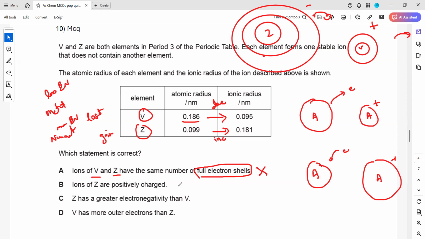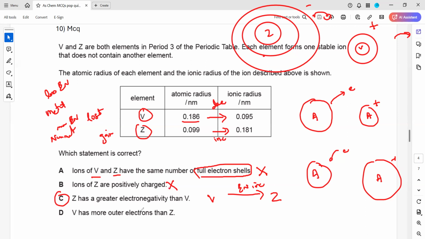The ion of Z is positive charge. That is also wrong. I just explained the reason. They are negatively charged. Z has a greater electronegativity because, as we move across the period, V is a metal and Z is a non-metal. So when we move across the period, what will happen to electronegativity? The electronegativity will increase. So Z is more electronegative than V.